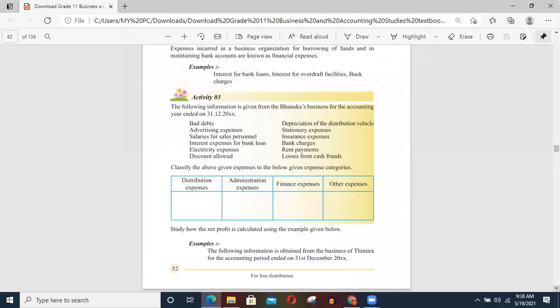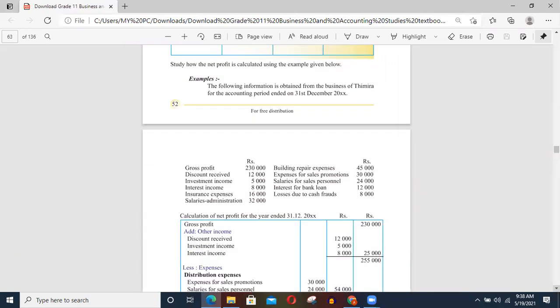When it comes to activity 3, I want you to look into each of these very carefully and categorize them into the type of expense they belong to. Okay. And when it comes to distribution, depreciation of distribution vehicle or depreciation of equipment, I want you to think very carefully on these areas before working it out. Okay. So I hope that's very clear. And this time I'm going to do this question with you.